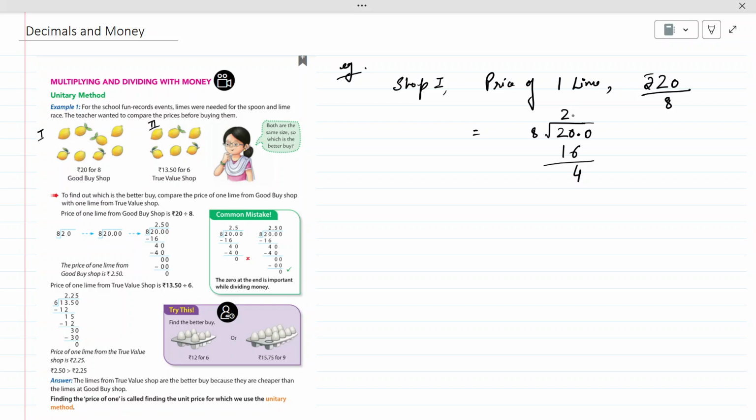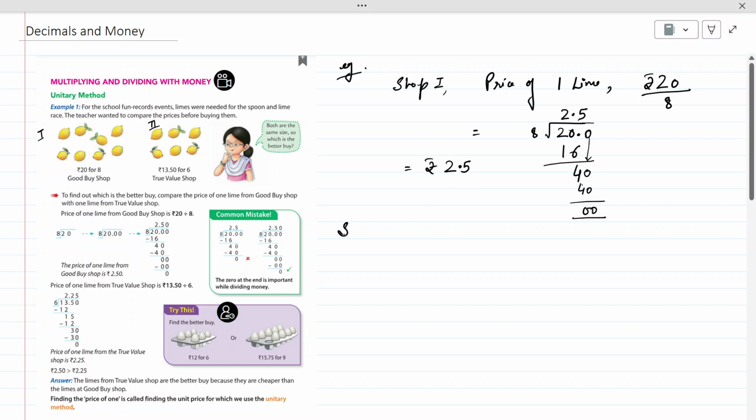The same decimal we are going to put in the quotient also, and now we take this 0 down here. Always remember, the decimal always comes in the quotient. It never comes in the remainder, it never goes down. Now 8 into 5 gives us 40. So that means in the first shop, the cost of one lemon is rupees 2.5.